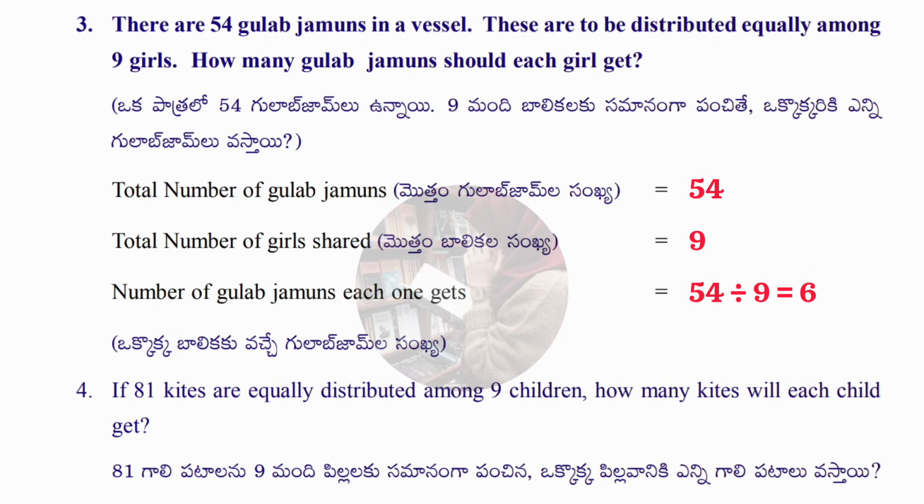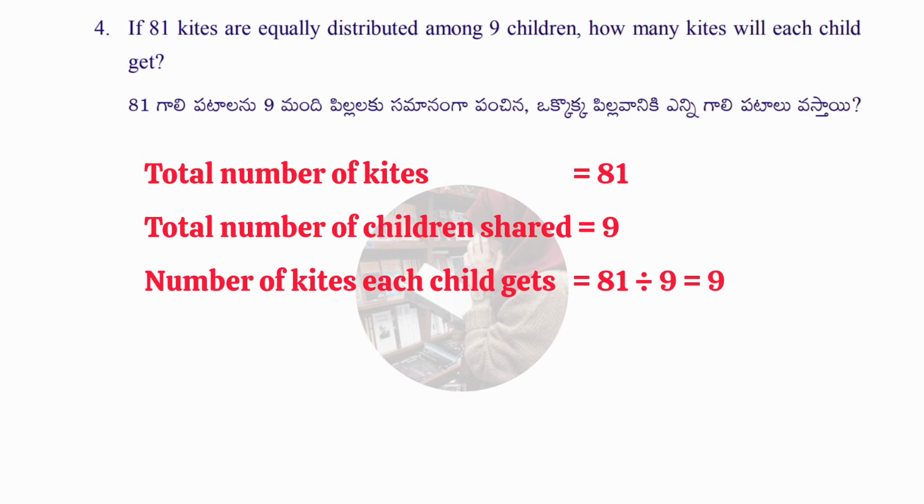Okay, let's move on to the fourth question, which is if 81 kites are equally distributed among 9 children, how many kites will each child get? So the answer is, write it down. Total number of kites given in the question is 81. Write down 81. Then total number of children sharing is 9. So number of kites each child gets is 81 divided by 9. So answer is 9. 9 9s are 81. So 9 is the answer. So each child will get 9 kites. Understood guys? So in this way you have to solve these types of division problems.